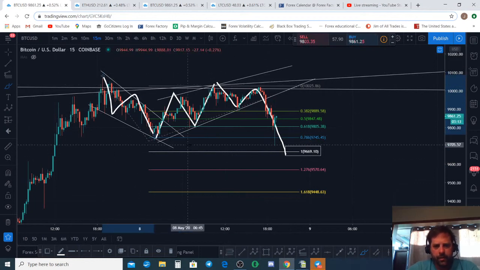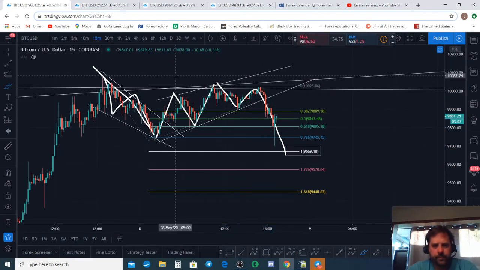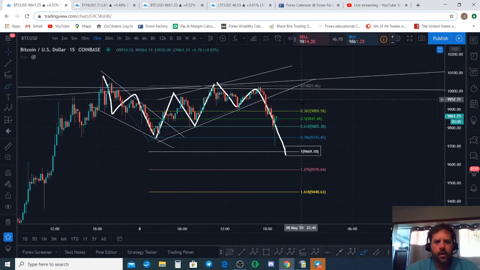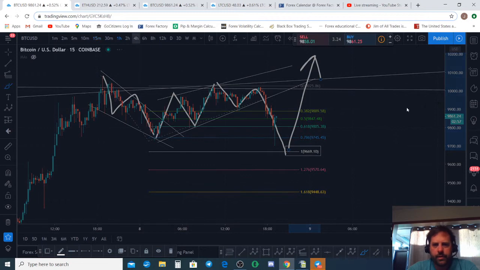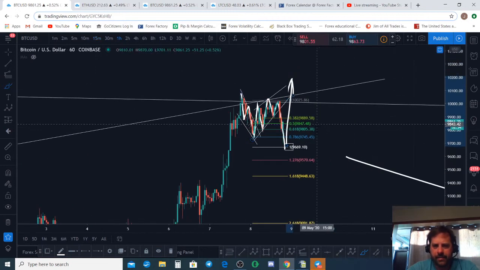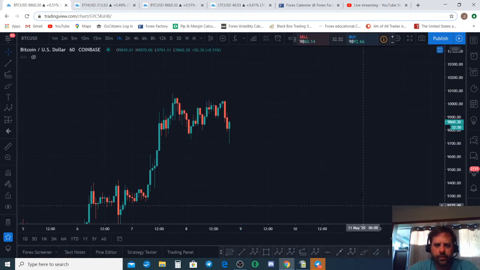So here you can kind of see the larger 3-wave. Okay, so we've come to the 1-to-1 extension, and most likely up is the next move. So where do we go if that's the case? Let's remove the drawings and see.